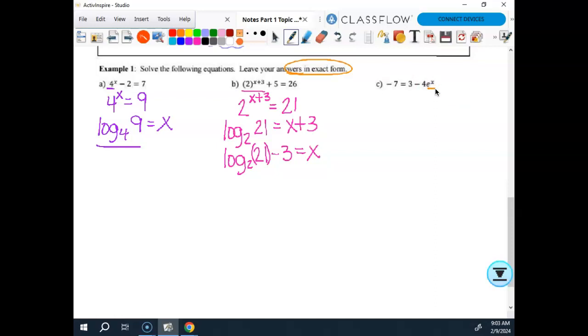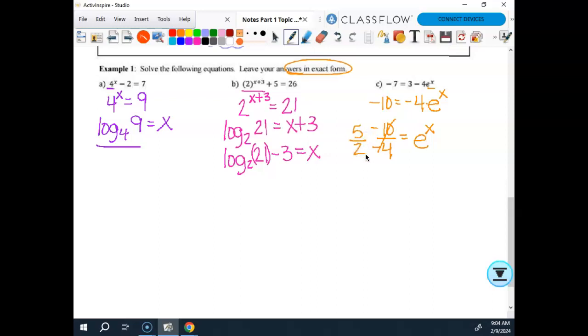The 3. So I'll subtract 3 from both sides, and we get negative 10 equals negative 4 e to the x. Even though I only have one term on the right side, it's not isolated because this 4 is being multiplied by it. So I got to move that negative 4 legally, which means I'm going to divide. So this will give me negative 10 divided by negative 4 equals e to the x. What's negative 10 divided by negative 4? 5 over 2. So I'm just going to change that right there so I don't have to do it again.